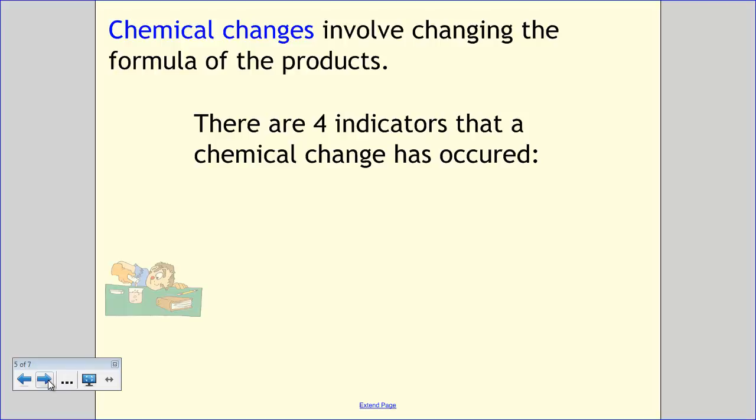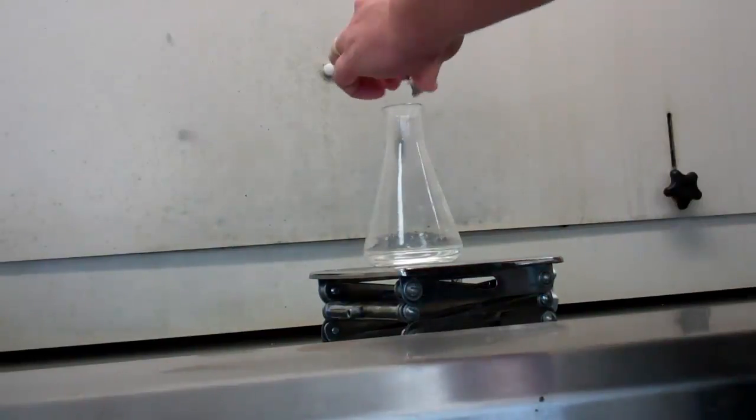So how does this differ from chemical changes? Well, in chemical changes, the actual formula of the products are going to change. So in other words, if we started with water and we did a chemical change, it wouldn't be water at the end. It might be hydrogen gas and oxygen gas, but it wouldn't be water. It wouldn't have the same properties as it had at the beginning, which would be different than a physical change. The properties in a physical change are largely the same. In a chemical change, they're going to be vastly different things.